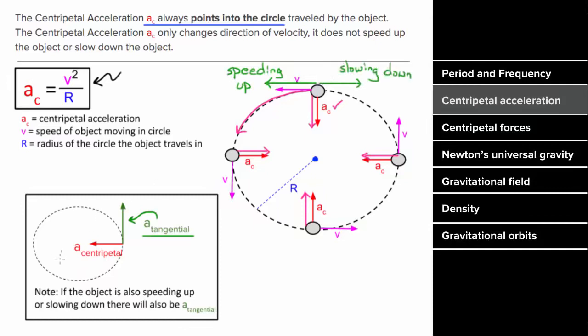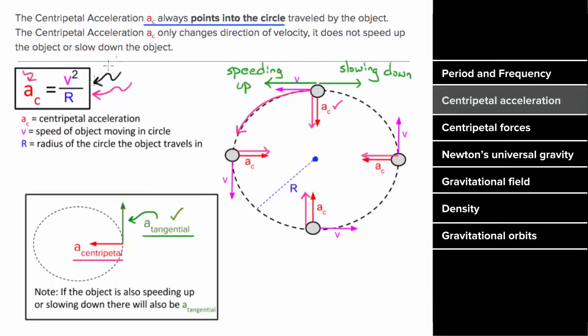So centripetal acceleration changes the direction of the velocity, and tangential acceleration changes the magnitude or size of the velocity. But this formula v squared over r is only giving you the magnitude of the centripetal acceleration. This does not account for any tangential acceleration.